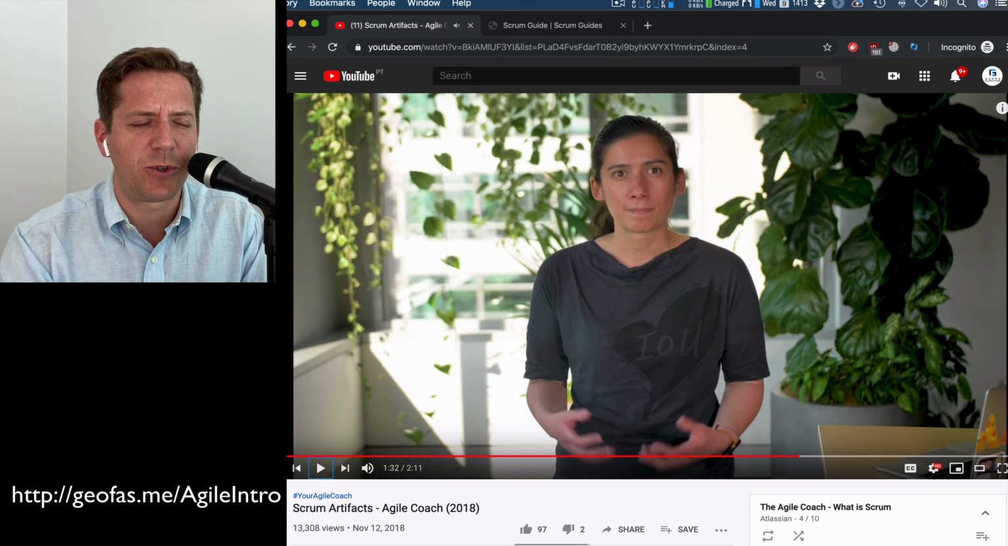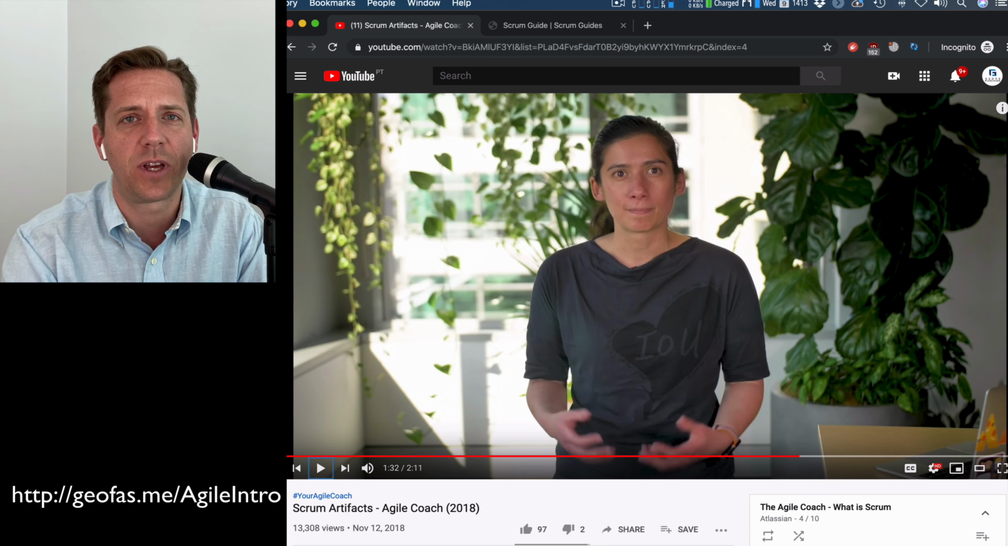A couple more clarifications here. So the definition of done is an agreement in Scrum between the product owner and the development team about the level of fidelity and quality that each individual product backlog item is being developed towards and has to be met for it to be acceptable by the product owner.